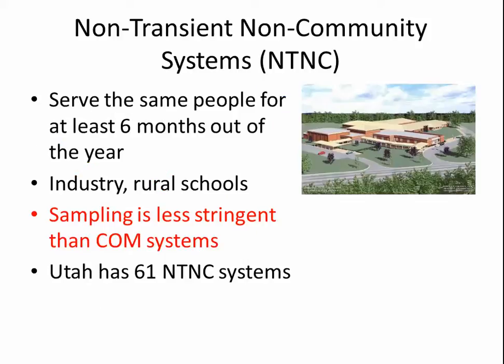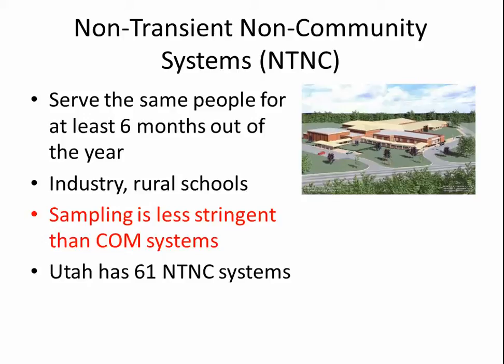The second type is a non-transient, non-community system. These systems serve the same people for at least 6 months out of the year, but they're not residential. So examples would be like a place of industry, a place of business where you go work there. They have their own water system, but you don't live there. Rural schools, things like that.